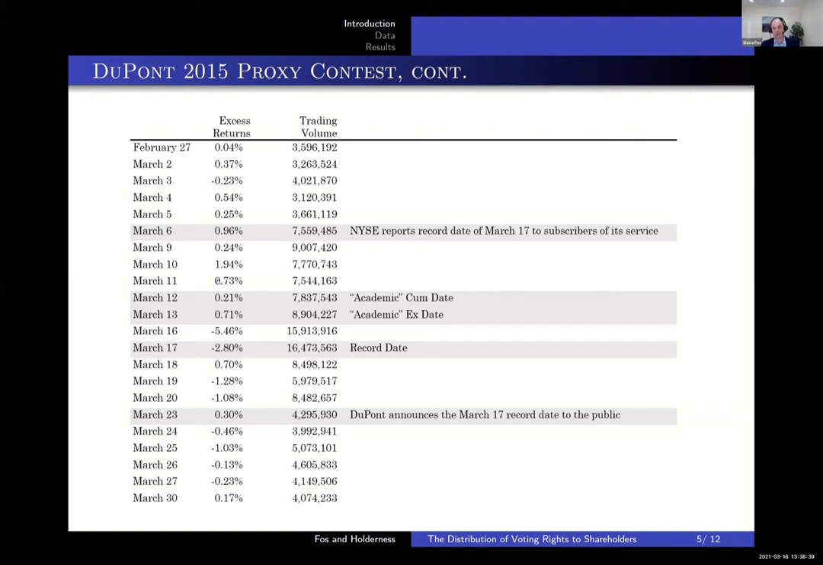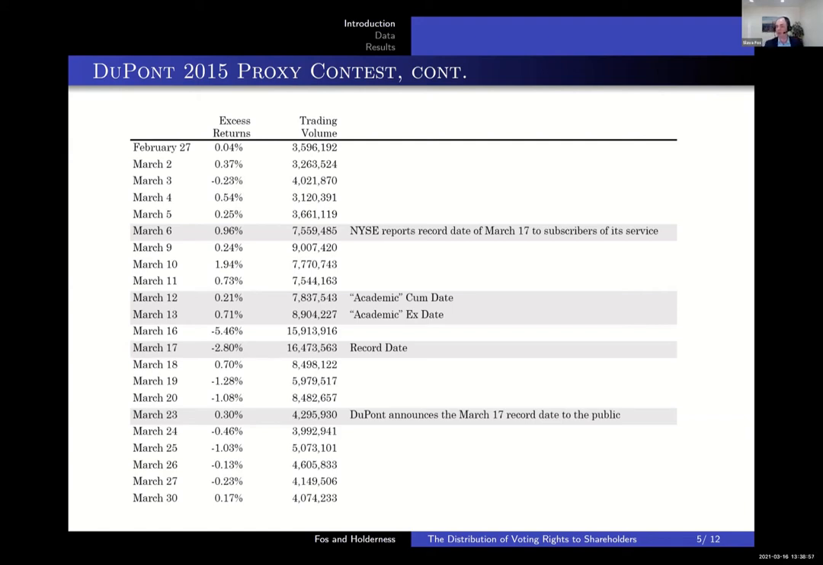It was the cum date, and then March 13 was the ex date. Now you see there is a substantial increase in trading activity right after the shares go ex-vote. Prices dropped by more than 5% on March 16. Okay, so it looks like a lot of investors responded to this distribution of voting rights.